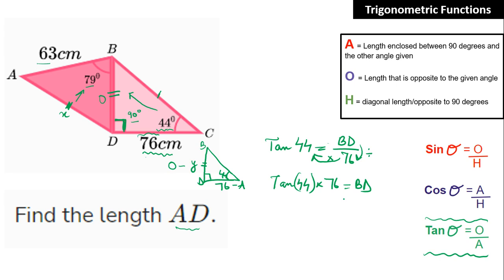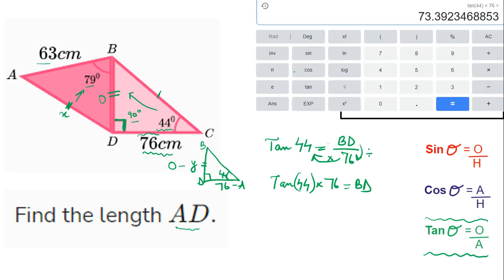Now, checking that up on the scientific calculator, first of all, make sure your calculator is set on degrees, and then I'm going to type this tan function. So tan 44 times 76 gives me 73.392, and so on. I'm just going to round off to one decimal place. So my BD equals 73.4. So it's 73.4 centimeter. Make sure you remember that.